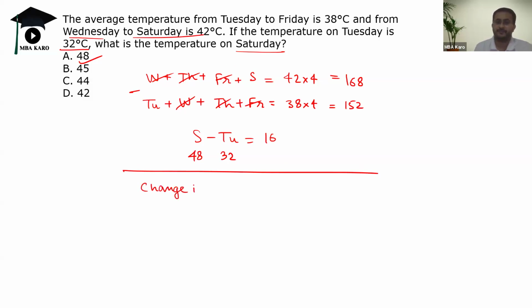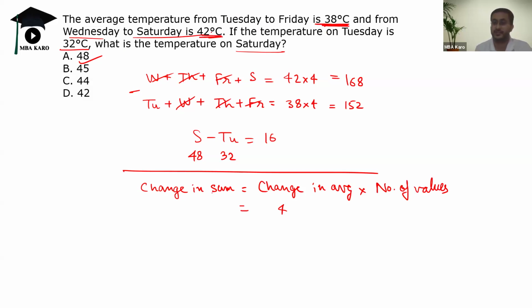So change in sum is equal to change in average into number of values. Isn't it? What is change in sum? Change in average is 4 because 38 became 42. Average is increasing by 4. How many days are there? 4. So 4 into 4 is 16, right?